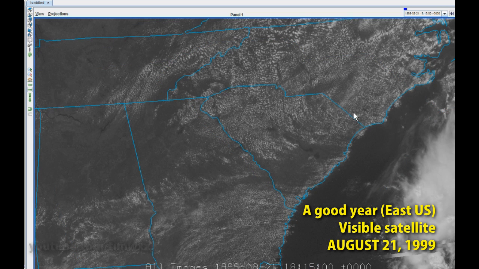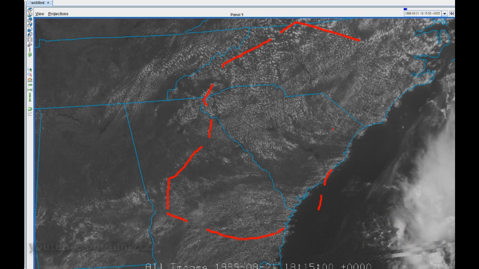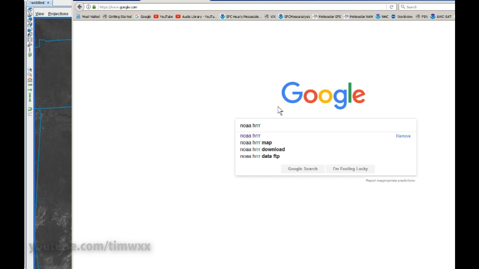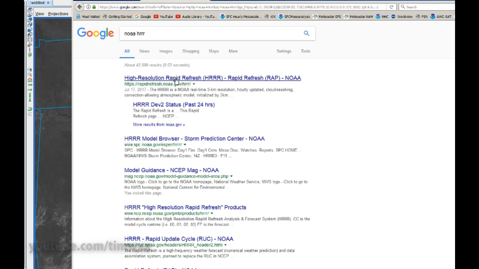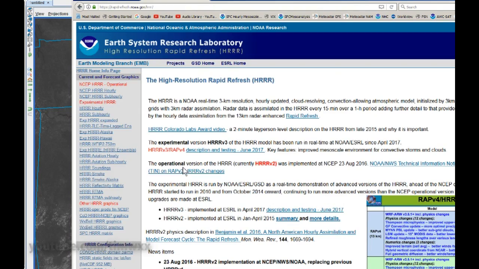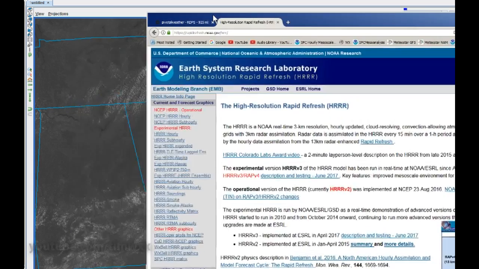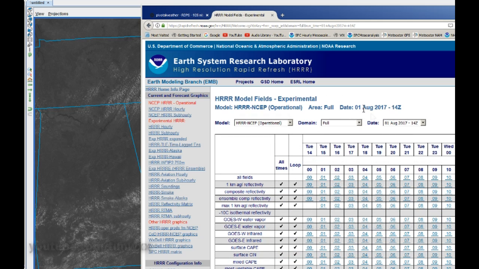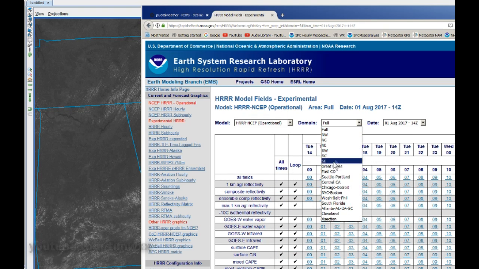So in the Carolinas, what I would look at doing with the pervasiveness of all this cumulus cloud cover, even on a good day, I would probably go and look at the high-resolution rapid refresh model, the HRRR. So to get there, what you're going to do is put NOAA HRRR in your browser and just click on what it gives you. That'll take you straight to the site. And what you're going to do is click on NCEP HRRR hourly right there. Then when the page comes up, you're going to change the domain to Southeast.